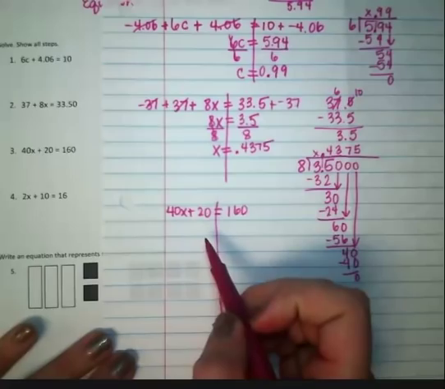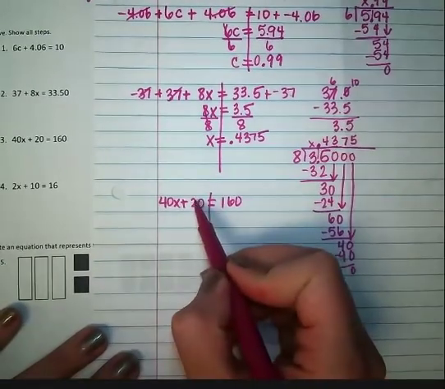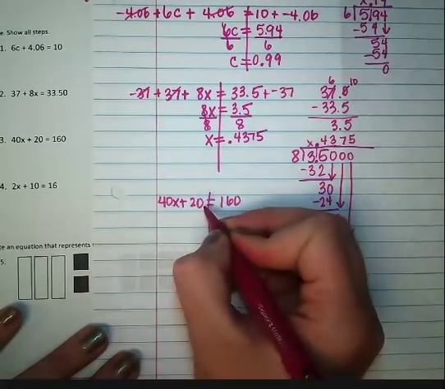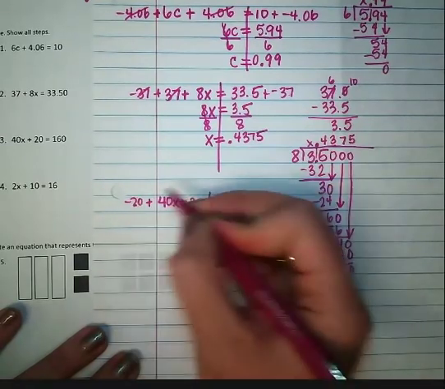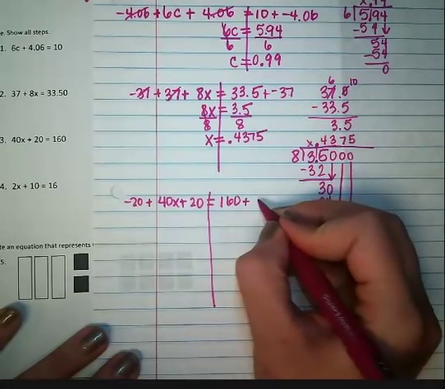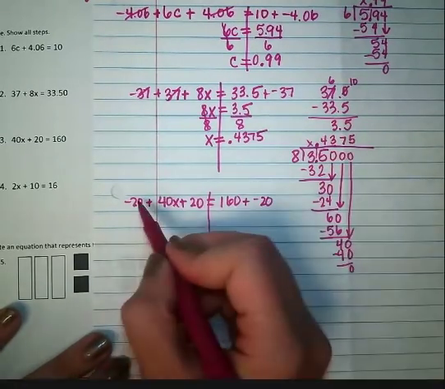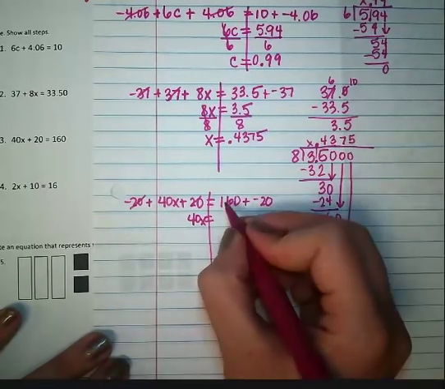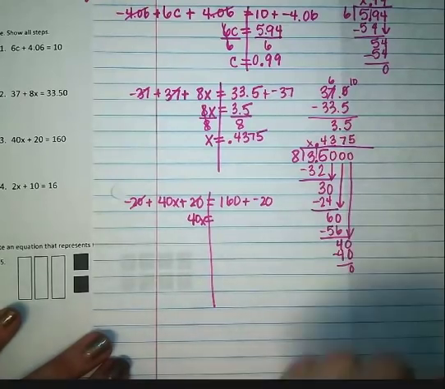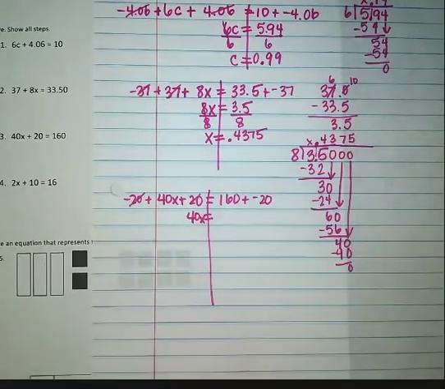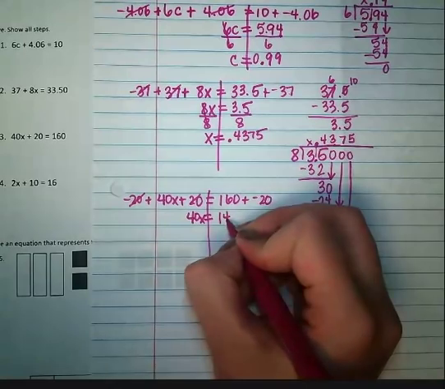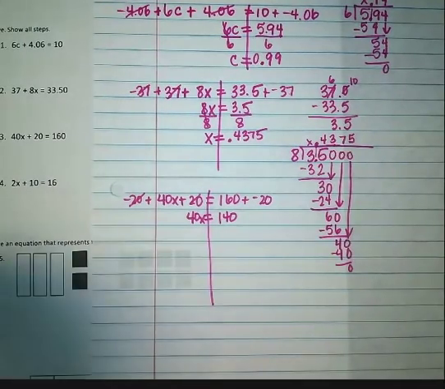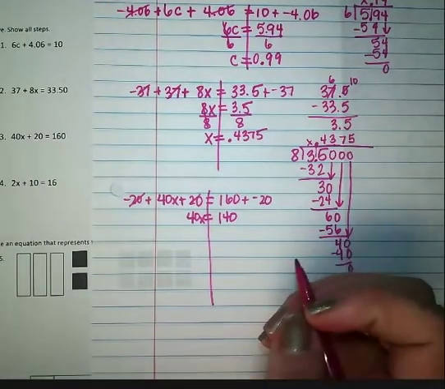So again, we get rid of the constant first because it already is an addition problem. So to get rid of the 20, we're going to add a negative 20, and whatever I do to one side, I do to the other. These guys cancel, so I get 40x equals, and 160 plus negative 20, that definitely gets me 140. All right, so I've got 40x equals 140.